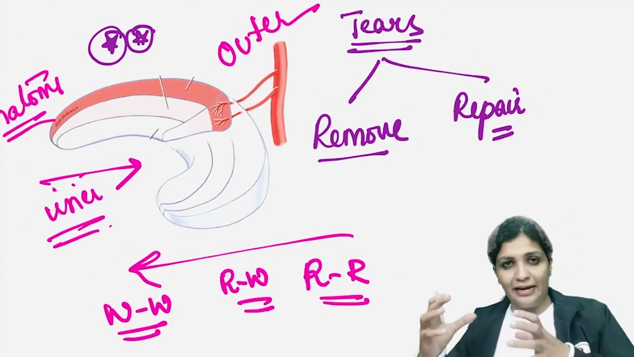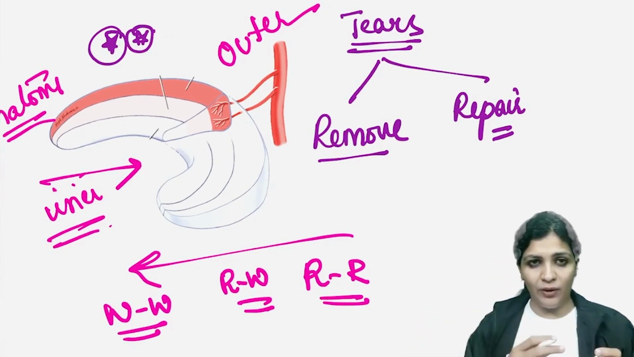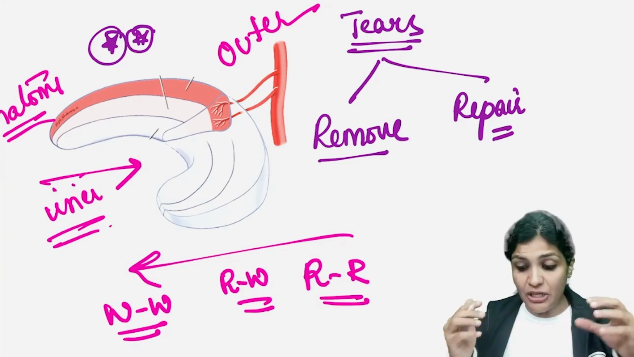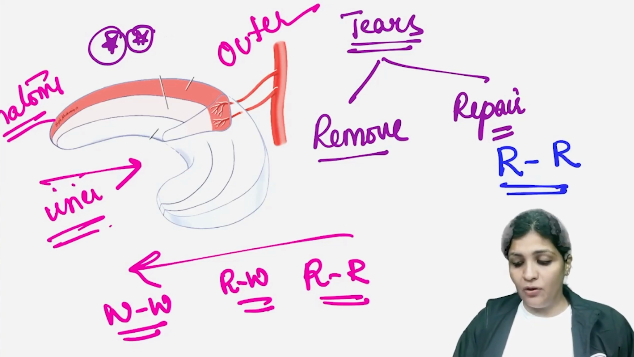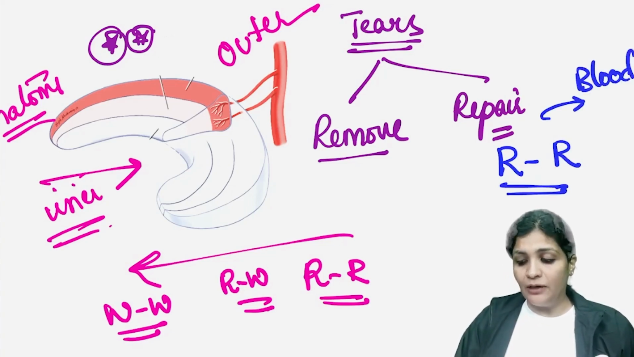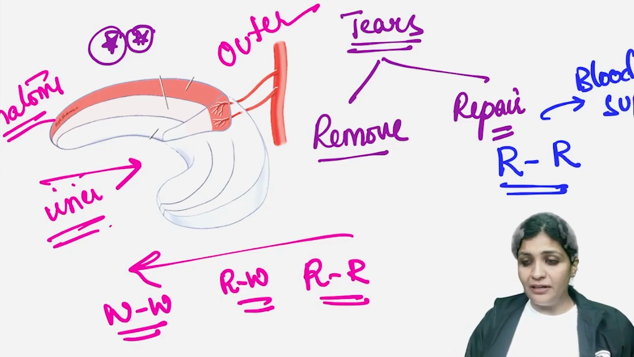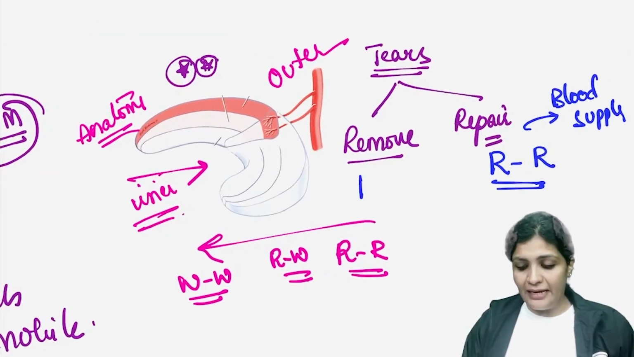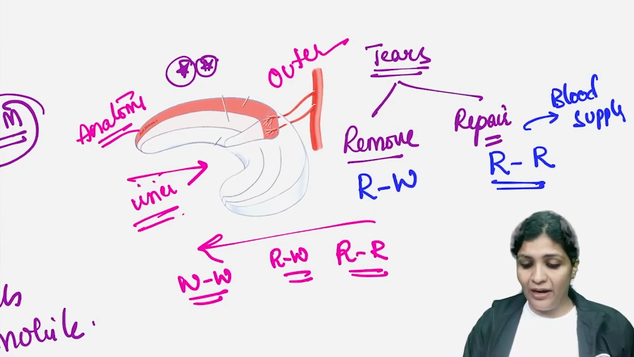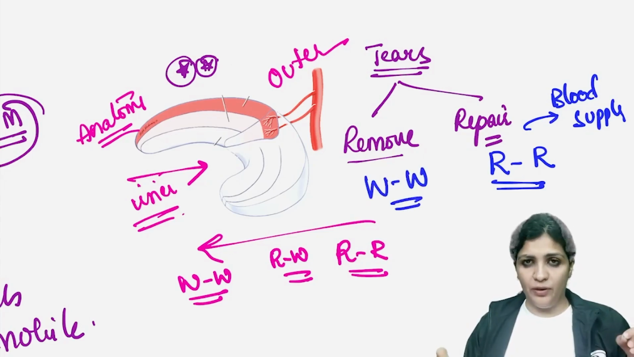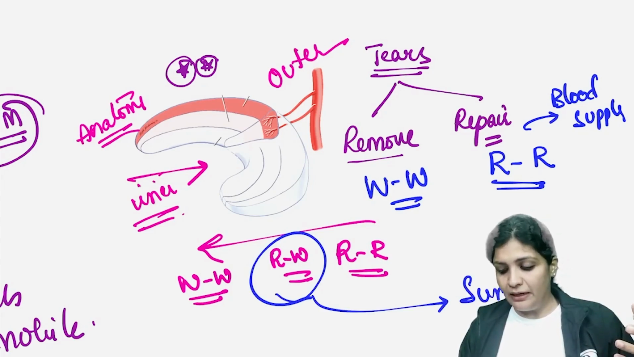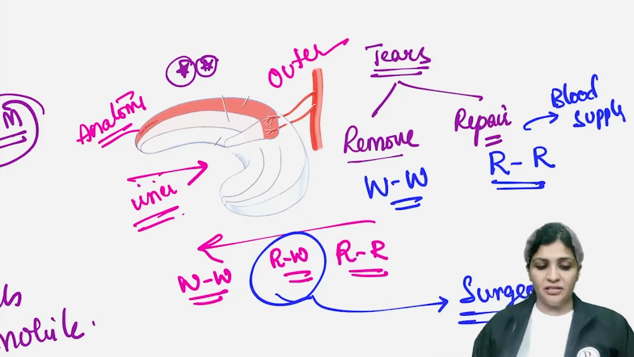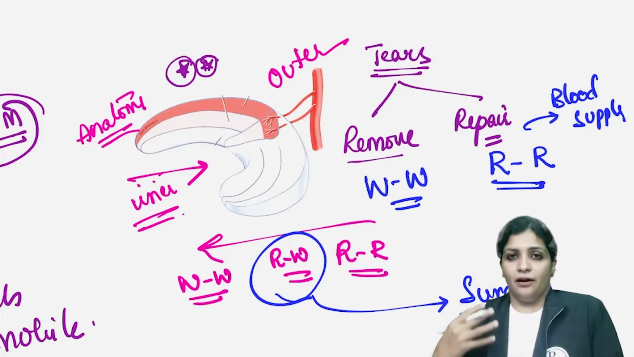As you understood, there are 3 zones in the meniscus, the red zone, the white zone, and in between is the red-white zone. Now, which tears will you repair? If the tear is in the red zone, you repair because there is a blood supply and it will heal, right? And if the tear is in the white zone, you will remove it, right? And for red-white, it is up to the surgeon's ability, whether he can repair or remove. So that is how you treat the meniscal tear.